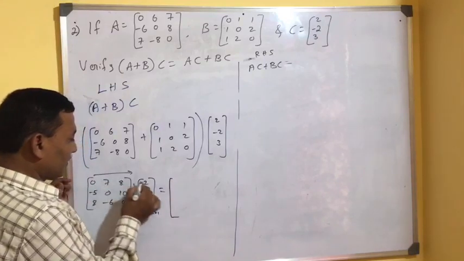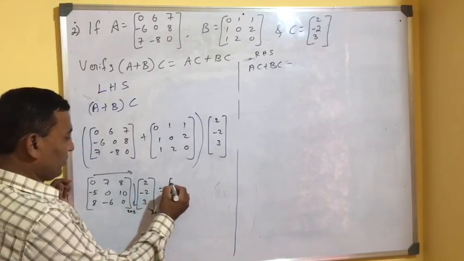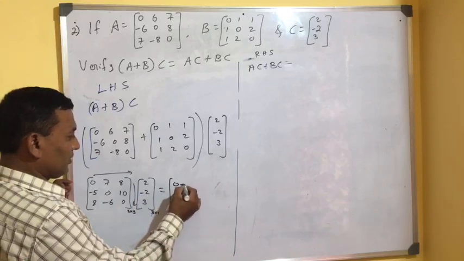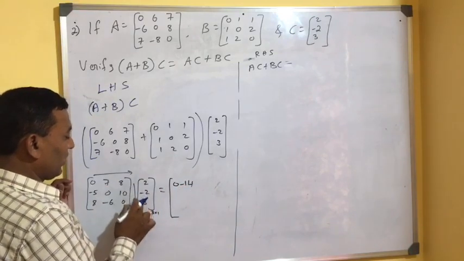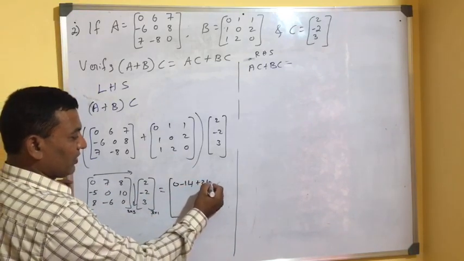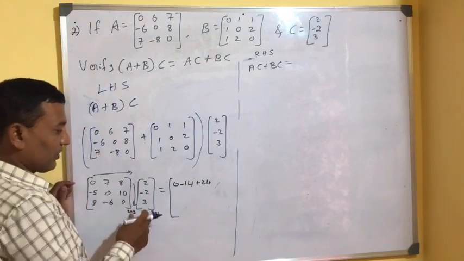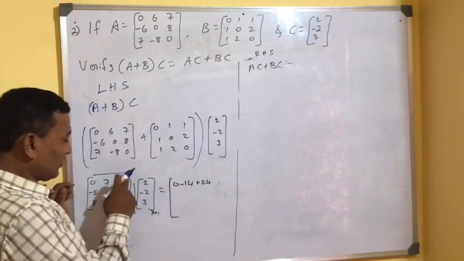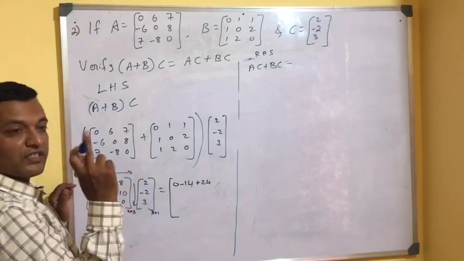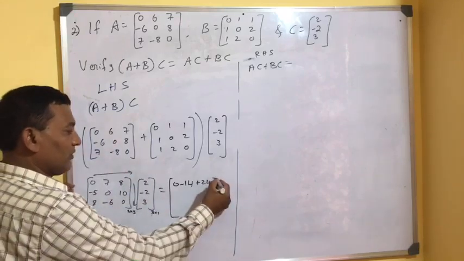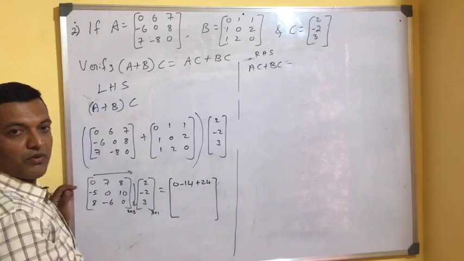Now we will see. First row to first column: 0 into 2 is 0, 7 into minus 2 is minus 14, 8 into 3 is 24. By default it is always addition. Because of confusion, you should not leave this one. First row, when you multiply to the first column, you will get the first element only, because there is no second column, so the number of columns will be only 1.